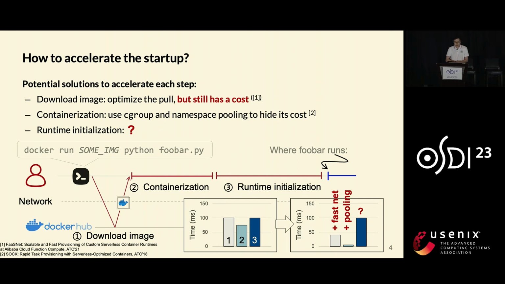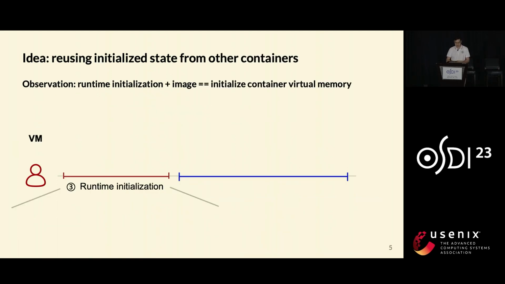We can accelerate each step of the container startup procedure. For example, we can accelerate the image download with a fast network. We can skip creating cgroups and namespaces on the critical path by using a pooling mechanism. As for reducing the runtime initialization overhead, the basic idea is reusing initialized states from other containers.